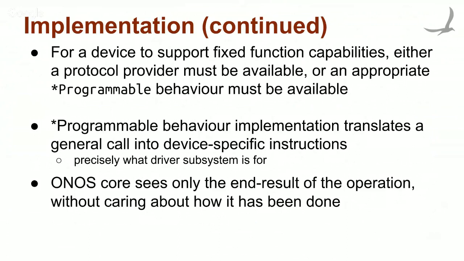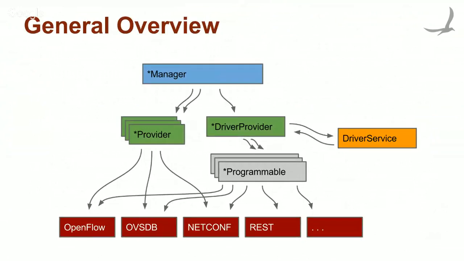And in the programmable implementation, you will have the device-specific calls that you have to make in your own protocol, netconf, SNMP, REST, whatever, in order to apply and poll the flow rules for that specific device. So this way, the ONOS core doesn't care about how we talk to the device. The application doesn't care about how we talk to the device, but what we care about is the final result, the ending result, and that's it. So as a general overview, as I said, the default providers are there, and they are used for the already existing protocols that provide a provider in their own family.